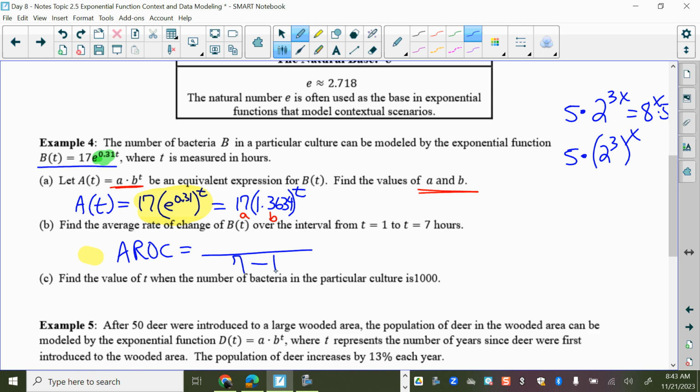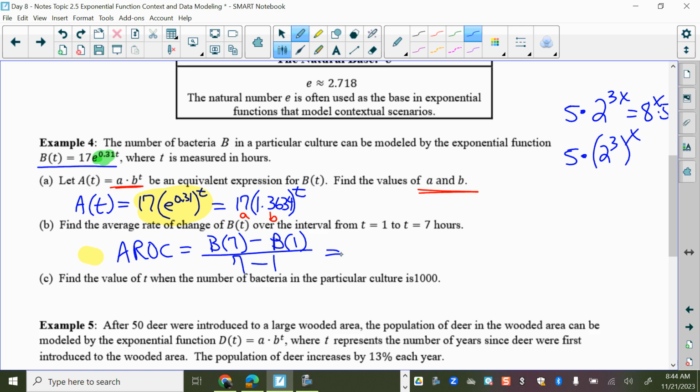Plug in 7 into what? Into Y1, right? So I'm going to plug it into B. A or B, they're both the same thing. I'll just say B because they told me B in the problem. I'll be doing B of 7 minus B of 1, right? But the calculator is going to do it for me, so my B is going to be like Y1 of 7.